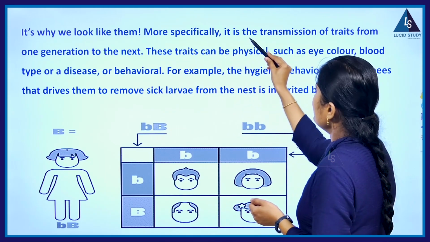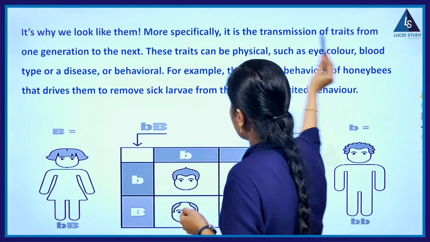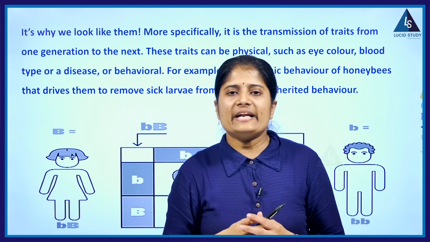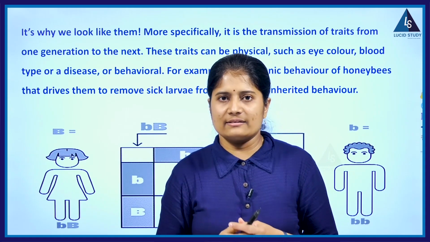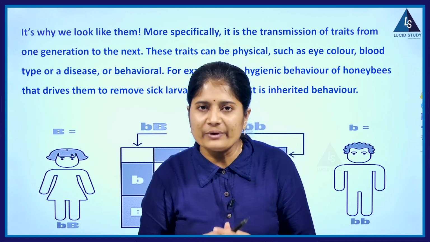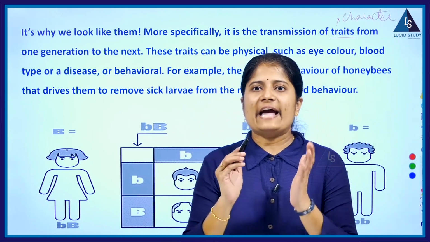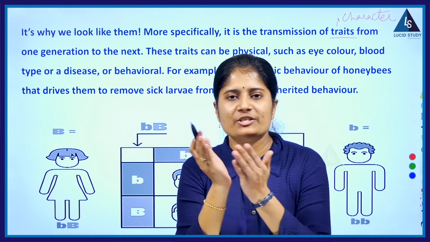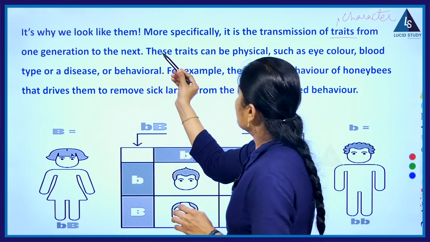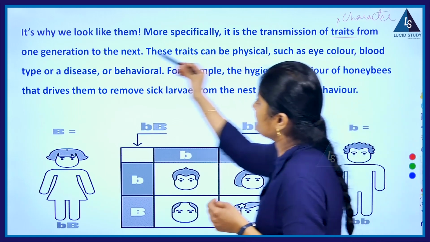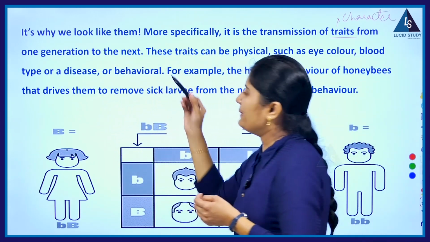More specifically, it is the transmission of traits from one generation to the next. As I just told you, traits are nothing but characters. This character is going to transfer from one generation to another generation. These traits can be physical, such as eye color, blood type, or a disease, or behavioral.